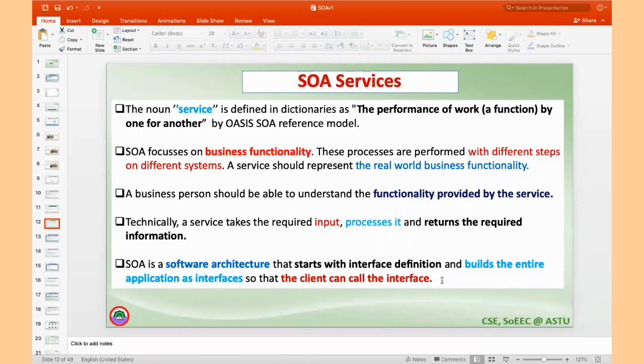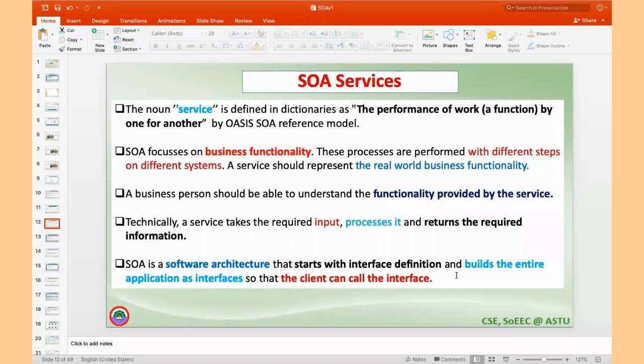SOA is a software architecture that starts with interface definition and builds the entire application as an interface. The entire application is nothing but higher level services. Higher level services handle all your business process, or most of it, or part of your business process. It all depends upon what level of abstraction you are maintaining. That's the main thing.